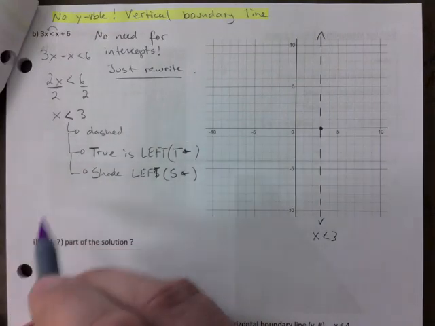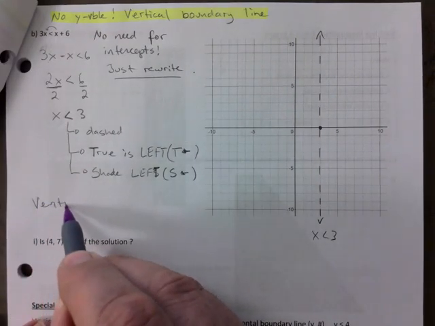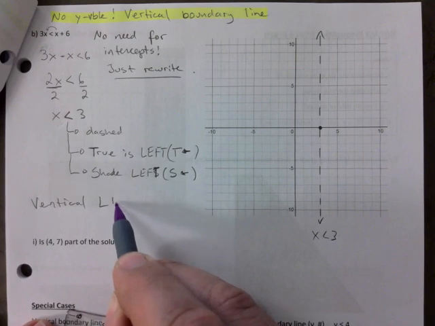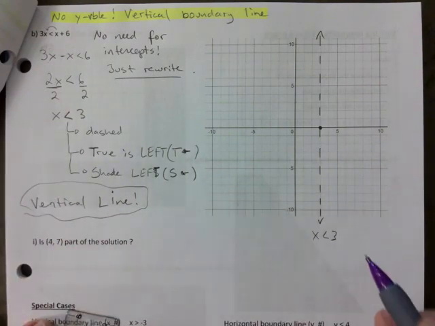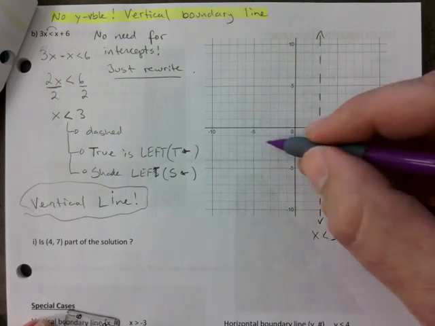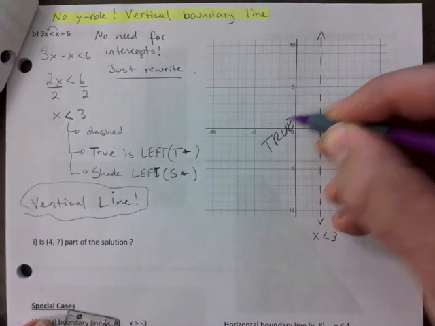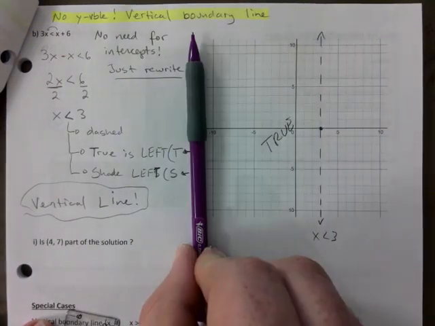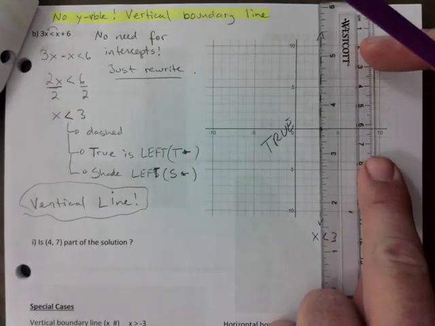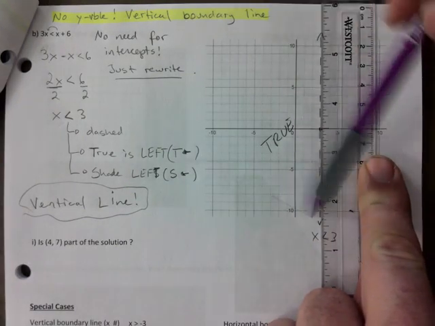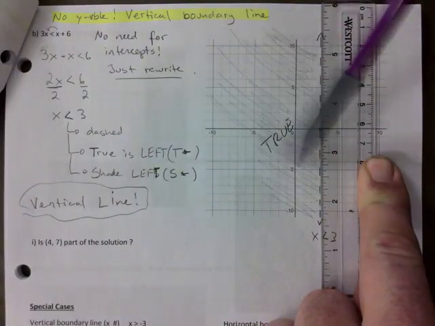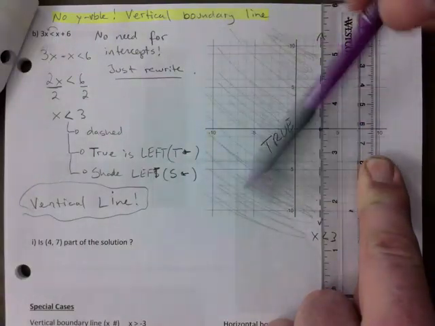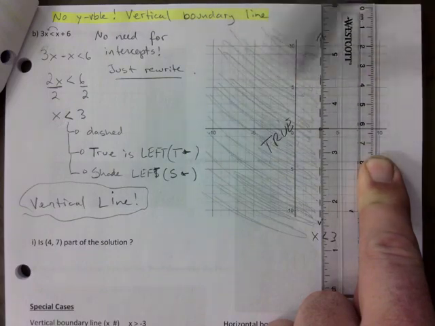Oh, I'm just going to say vertical line. Vertical line. Okay. And so the true region is here. This whole thing is true. Everything to the left of it is true. So you just put your ruler there. Everything to the left is true.